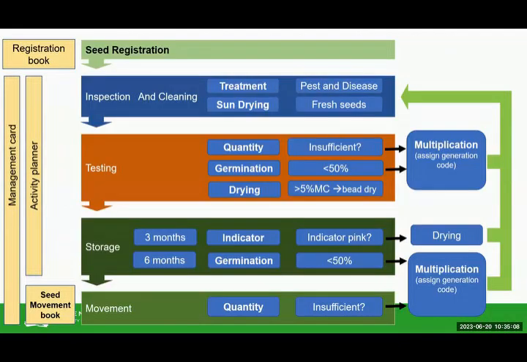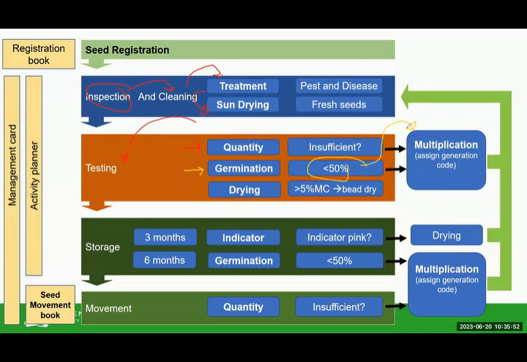And this is again a same kind of a diagram where you can even find out the documentation as well as the function. So you can see from here that the seed is first registered, it is inspected, then clean, treatment, if sun drying is needed, and then we have to go for testing. So we can take some seeds and do a small germination test in the premises, or even using a small rolled up cloth. We can see if the germination is okay or not. Then we check the quantity after the germination. If the germination is less than 50%, it has to be sent for multiplication.